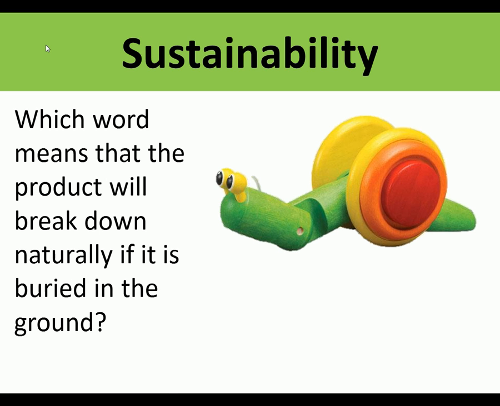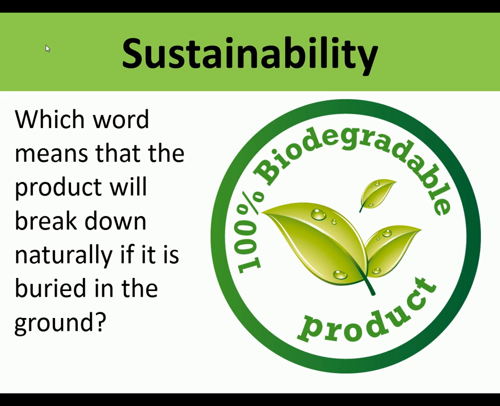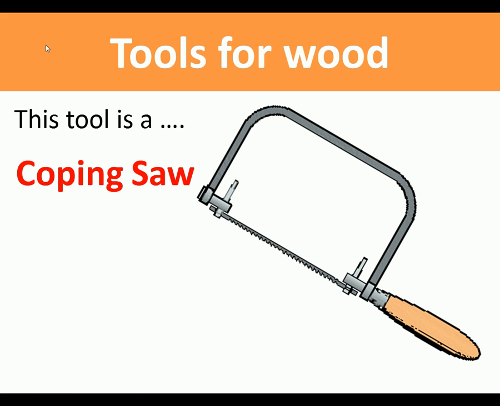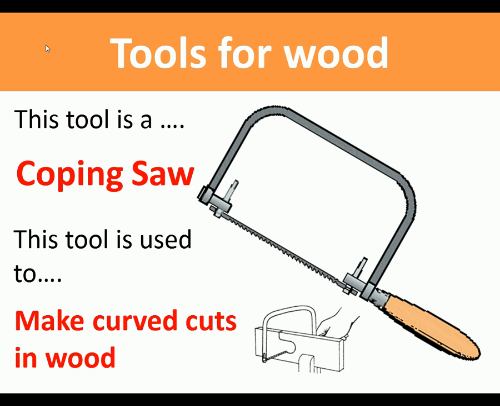Sustainability. Which word means the product will break down naturally if buried in the ground? This word is biodegradable. Tools for wood. This tool is a coping saw. This tool is used to make curved cuts in wood.